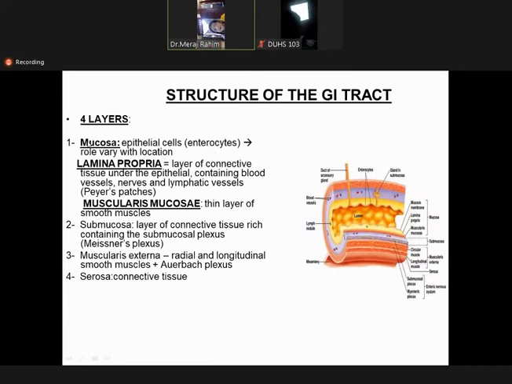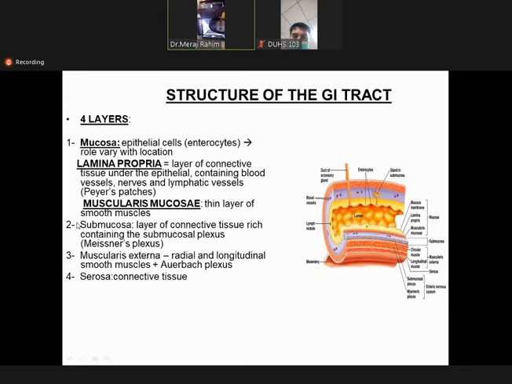Then this mucosa is supported by a connective tissue, that's the lamina propria. Then comes the muscularis mucosa, which is a thin layer of muscle. In this diagram, you can see that this is the mucosa and this is the muscularis mucosa. Okay. Then after the muscularis mucosa, the main layer which we studied is the mucosa.